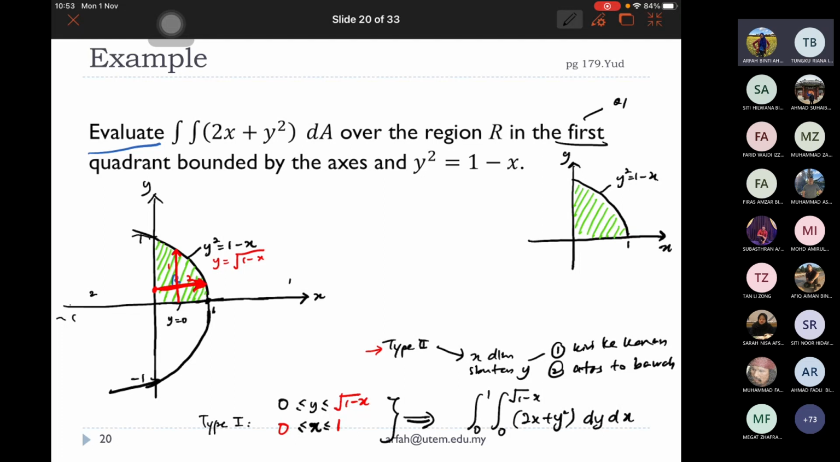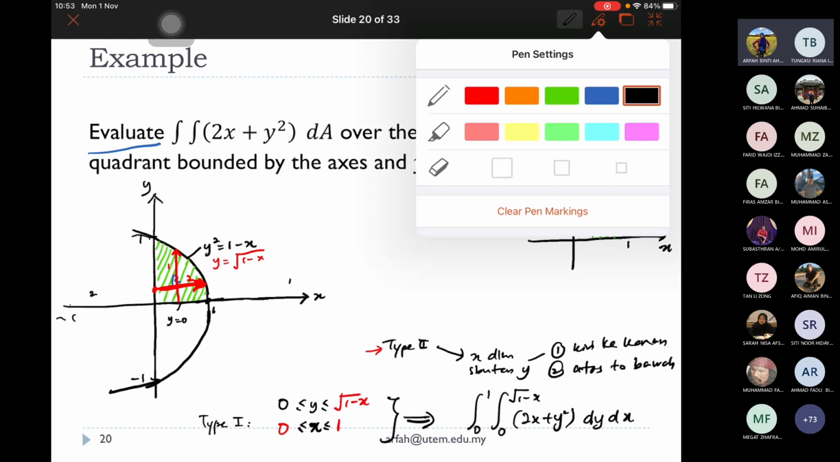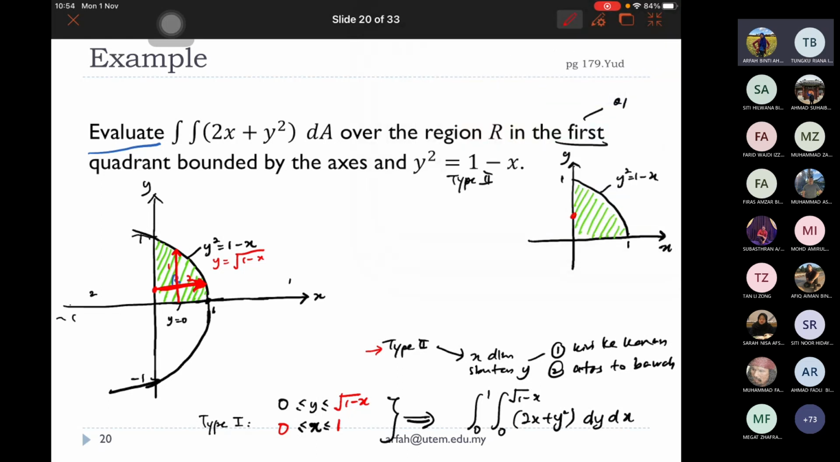Okay, ni titik 1 dan ini titik 1. So kalau type 2, untuk type 2, dia punya ni kita nak kiri ke kanan. Okay. So kiri ke kanan, titik minimum kiri ke kanan, then atas ke bawah. So atas ke bawah titik yang ini. Garisan atas ke bawah. Titik paling maksimum daripada atas ke bawah. So ini garisan pertama, ini garisan kedua.